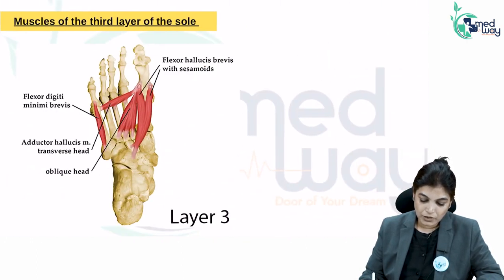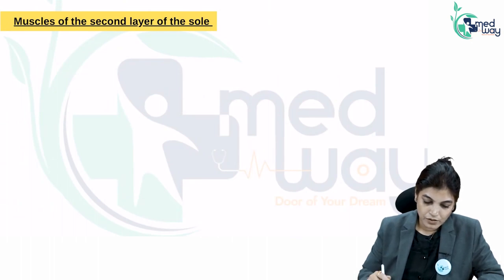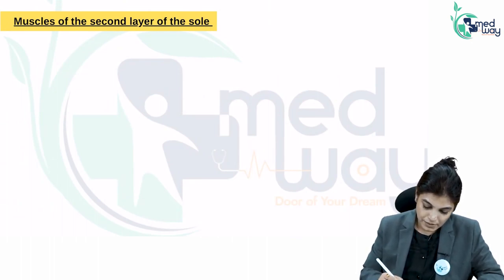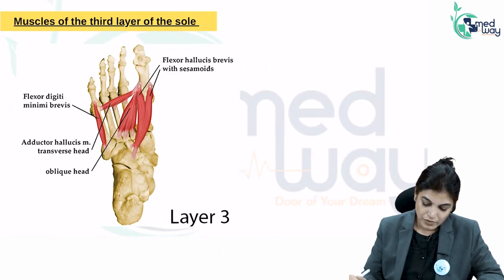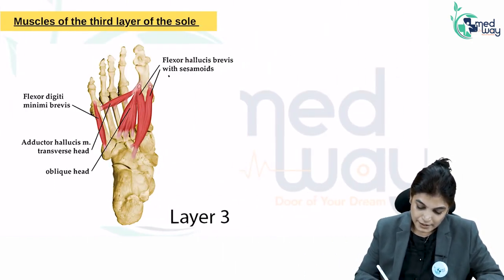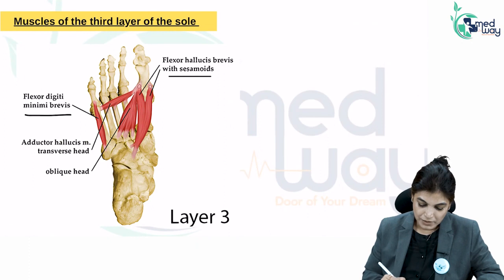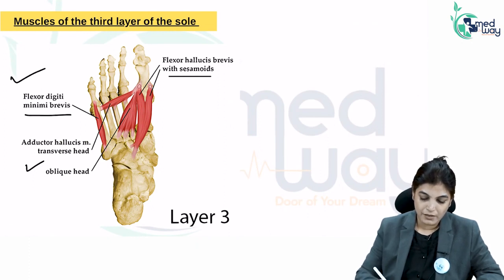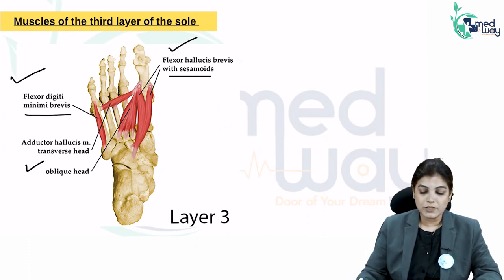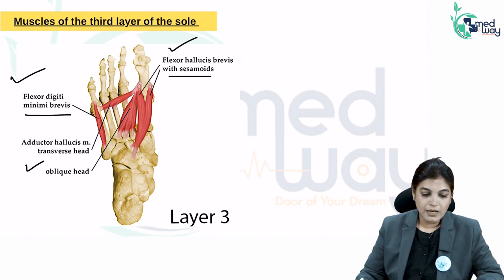Now I would like to talk about the muscles of the third layer. So we have done with this already. Let's talk about the third layer muscles. The first muscle is flexor hallucis brevis. We have also got the other muscle, flexor digiti minimi brevis, and we have got adductor hallucis muscle. Which muscle? Adductor hallucis muscle. So it's important that we go into the details of all.